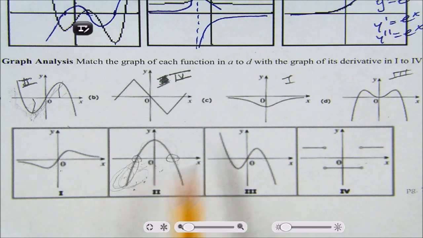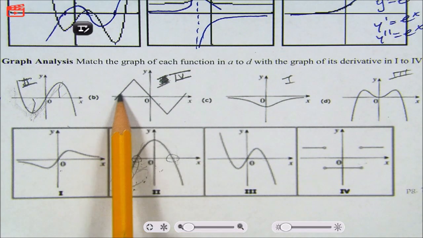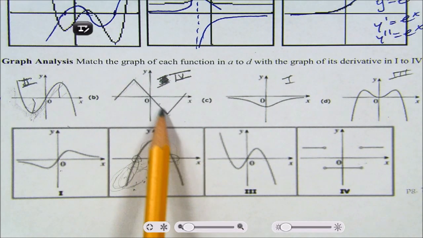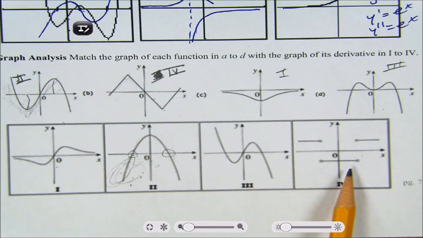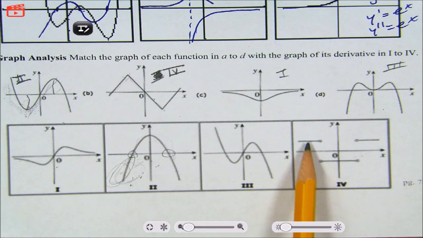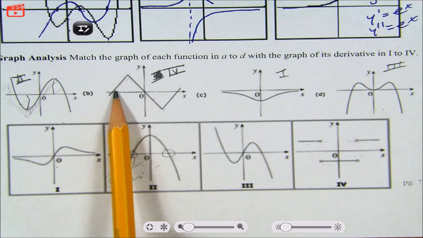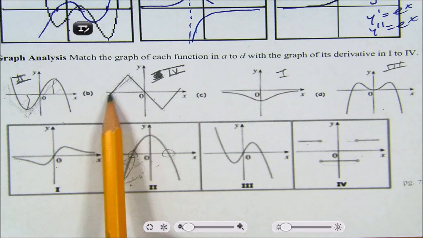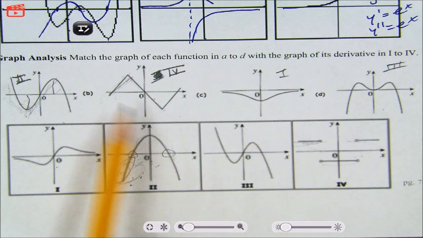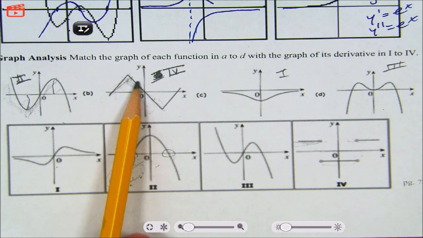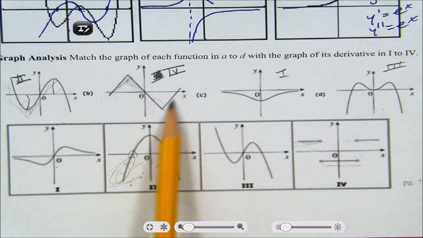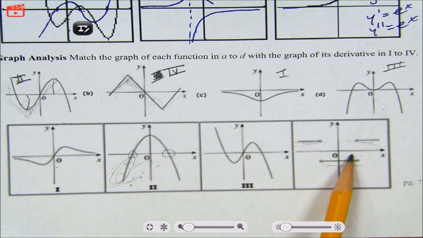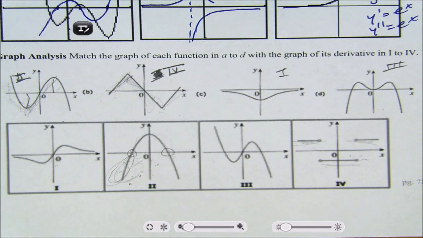Let's look at the next one. Here, the slopes stay the same the whole time, right? This is the only one where the slope is constant. So this is like a positive 1 or positive 2 slope. There's a positive 1. This is a negative 2 or negative 1 slope. So that's it. That's 4. Looks like a dude squinting. What does it look like? A dude squinting. Yeah. Okay?